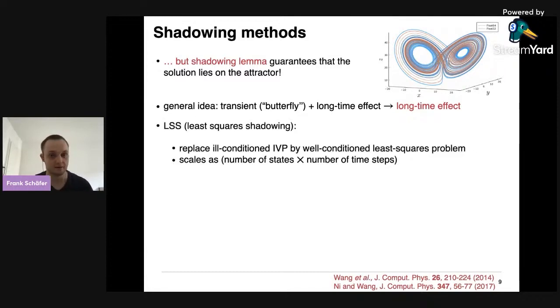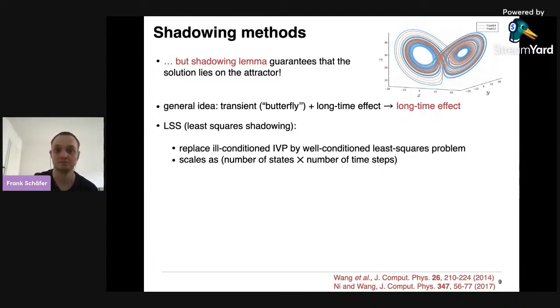And the main idea is to replace the initial value problem by an optimization problem, which simply tries to bound the norm of this diverging trajectory. And in fact, it turns out that this is then a well-conditioned problem. And since we can bound the norm by L2 norm, it's a least squares problem. This method is actually guaranteed to converge as a function of the square root of the time, if the system is ergodic and if it's hyperbolic.